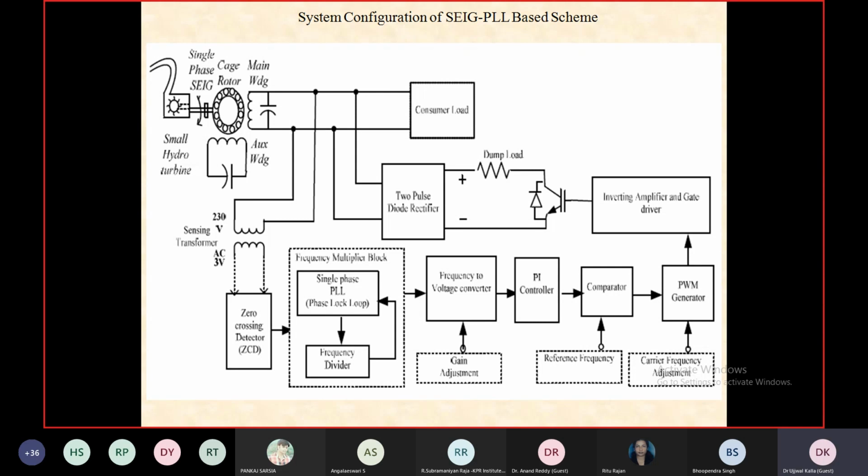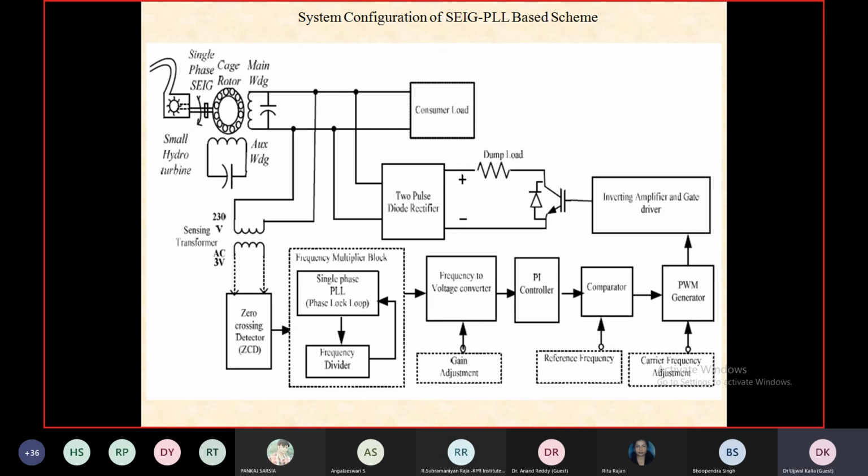Because the flux in the air gap has now increased, more voltage will be induced in the auxiliary winding, so more current will flow through the capacitor, and more reactive power will be injected into the system. That reactive power will further increase the flux in the air gap of this induction generator. That increased flux will further increase the voltage across the auxiliary winding. Like that, due to this continuous process, the voltage will be continuously built up across the auxiliary winding as well as the main winding, and this main winding voltage will reach 230 volt after some time.